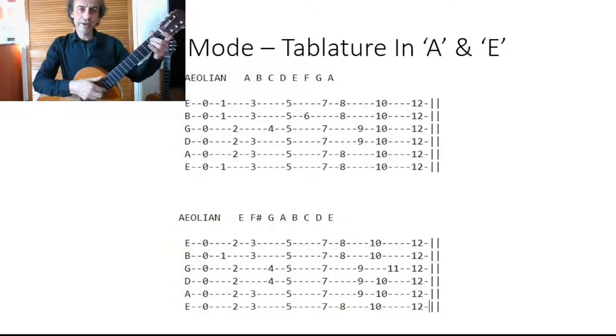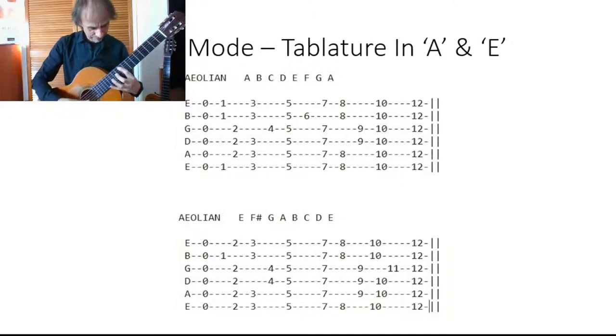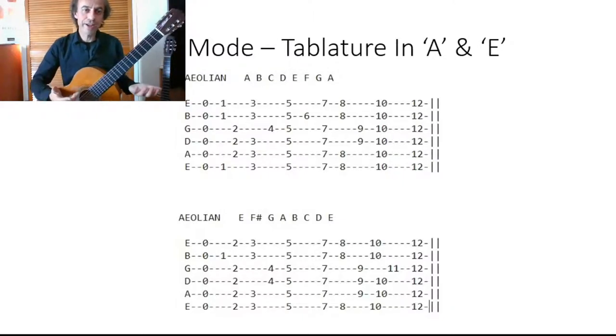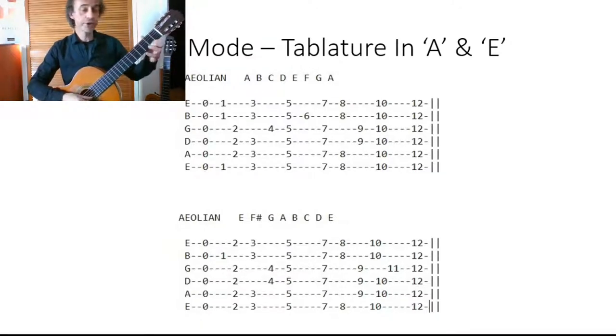Moving on to the E minor Aeolian. Now we've got the F sharp, so we're looking for this note, this note, this note. You're just looking for F sharps all over the fretboard, and the rest are just the white notes, and you don't play an F, you just play an F sharp. So on the E string, 0, 2, 3, because there's our F sharps on the 2, 0, 2, 3, 5, 7, 8, 10, 12.